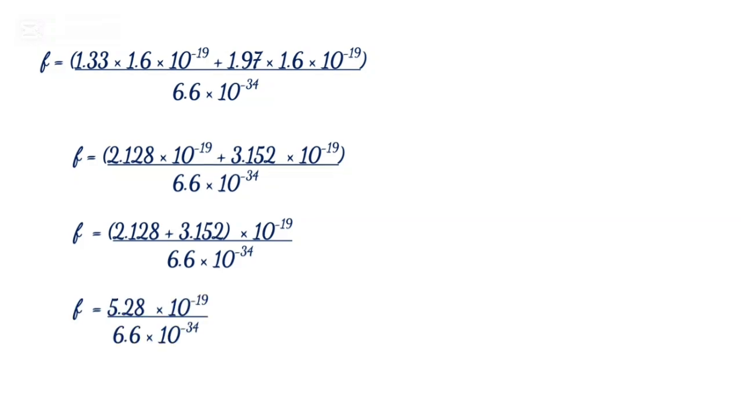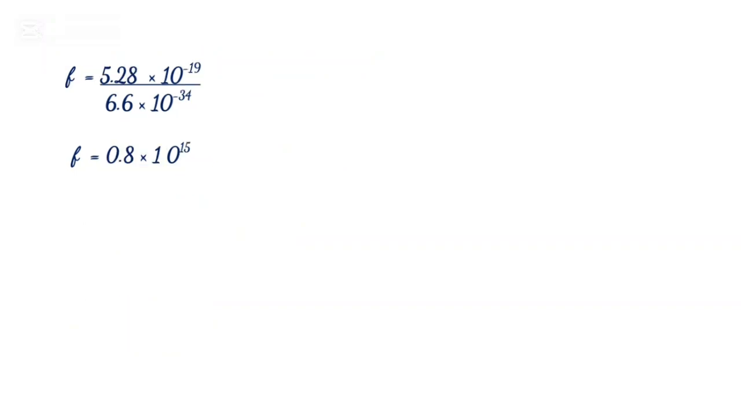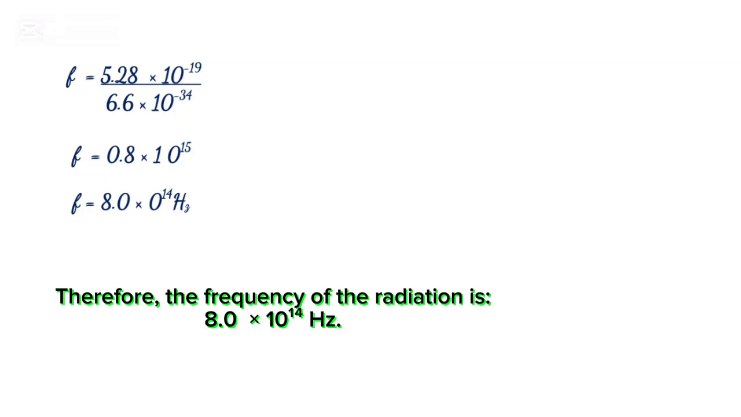f = 5.28 times 10 to the power of minus 19 divided by 6.6 times 10 to the power of minus 34. f = 0.8 times 10 to the power of 15. f = 8.0 times 10 to the power of 14 Hz. Therefore, the frequency of radiation is 8.0 times 10 to the power of 14 Hz.